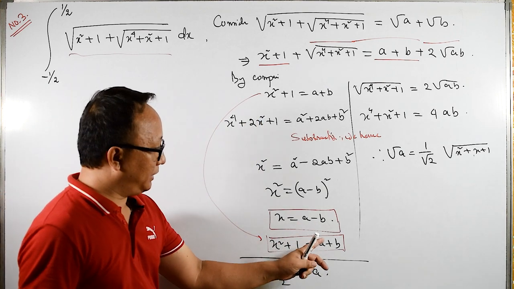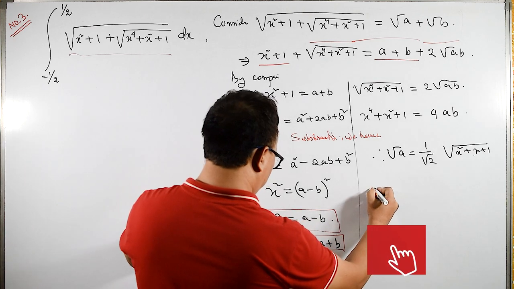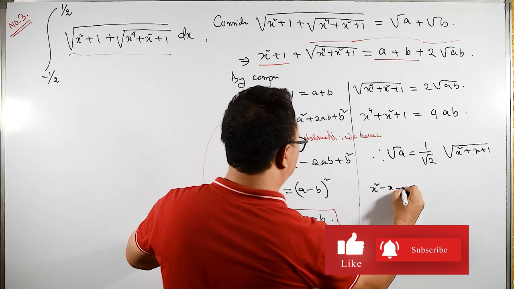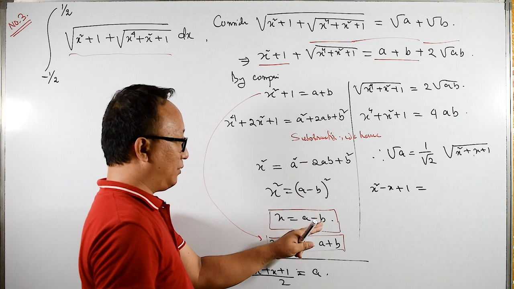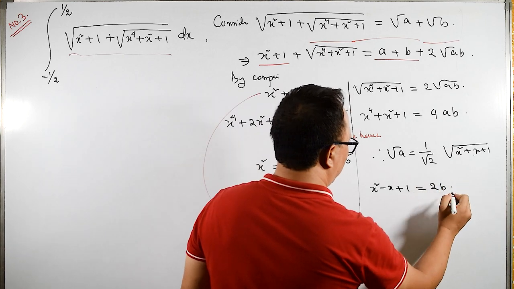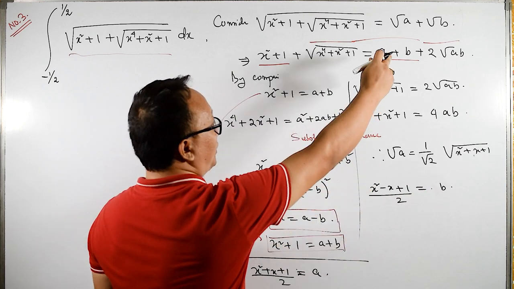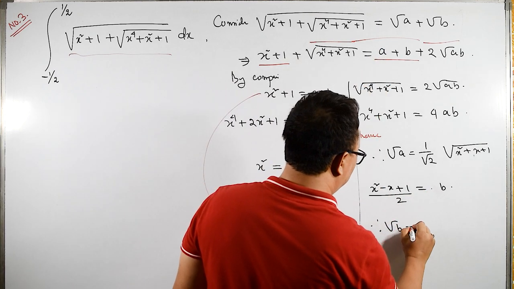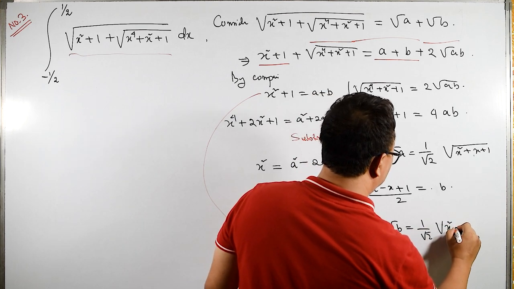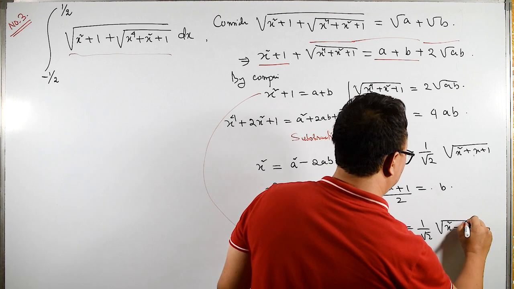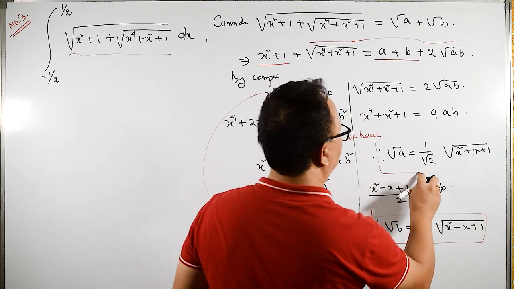Now if I have to find b, then let's subtract these, so I will give minus over here. So what I will get is x square minus x plus 1 equals, I'm giving minus over here, a plus a gets cancelled. So here twice b, therefore b equals this upon 2. We need the square root of b, therefore the square root of b equals 1 by root 2 times the square root of x square minus x plus 1.